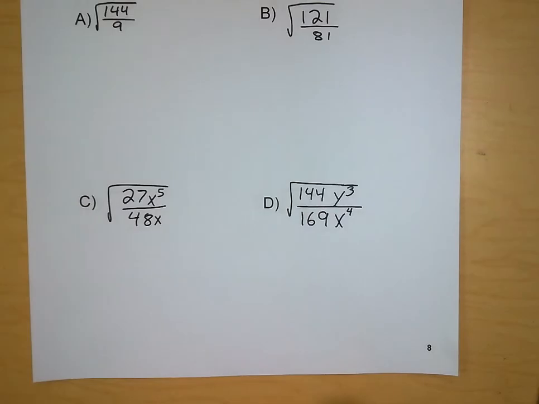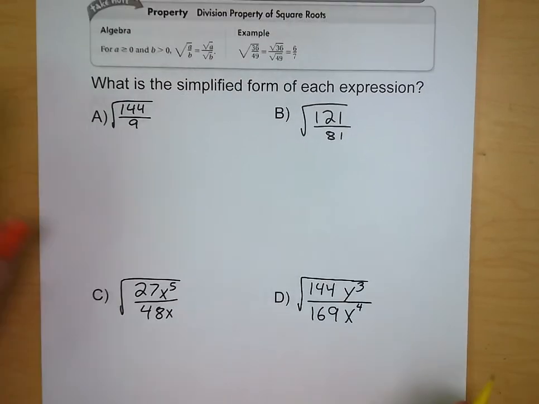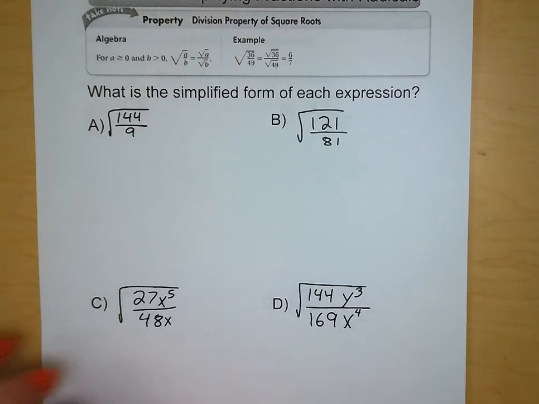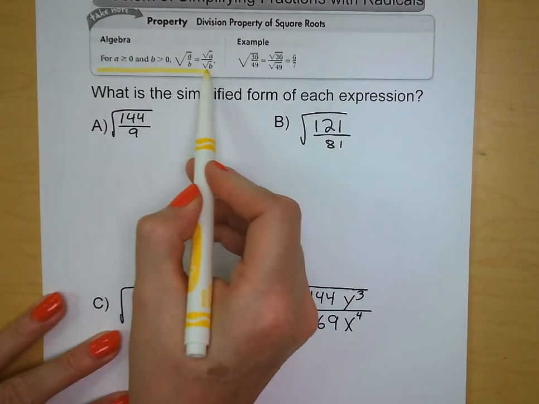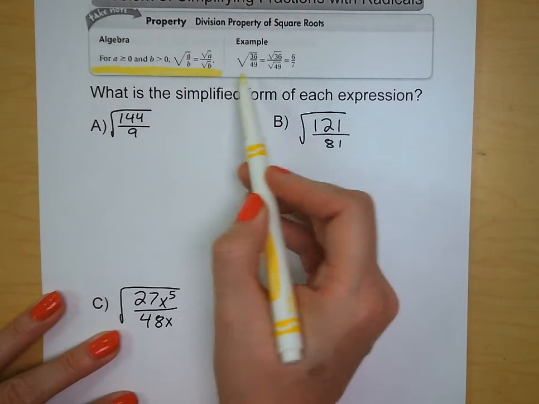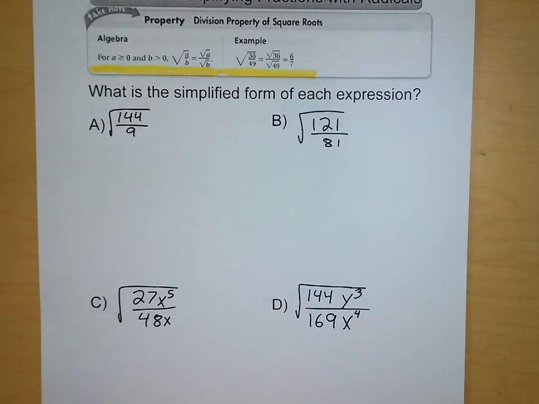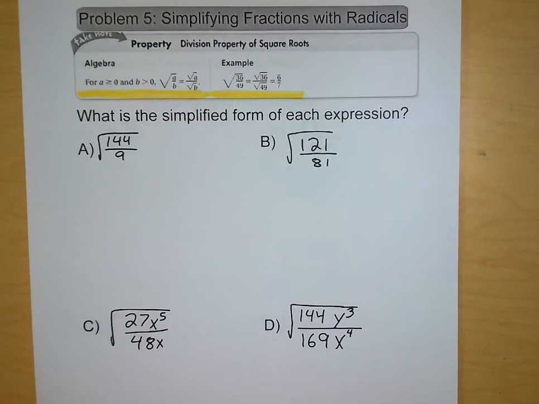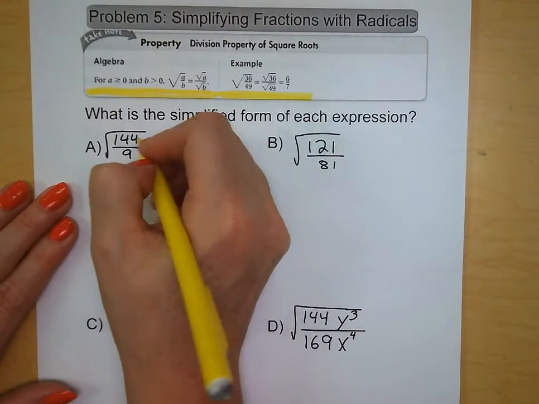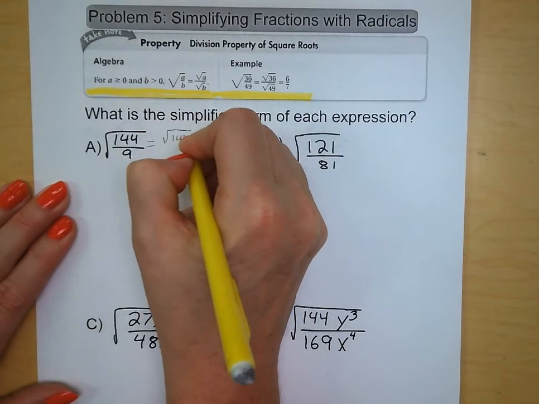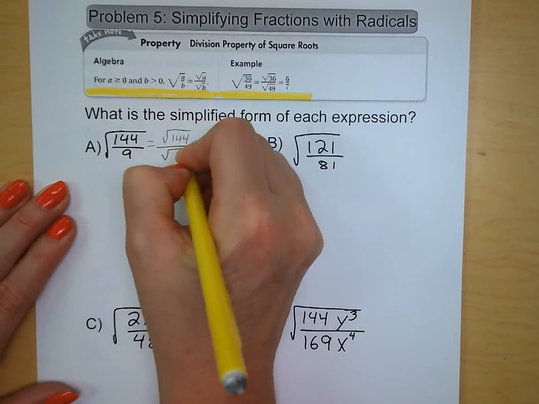Alright, problem 5, simplifying fractions with radicals. So we've got radicals, we've got chapter 7, and then everybody's other favorite topic, which is fractions. And we can do fractions the same way as we deal with multiplication. We can separate those into 2 separate radicals. So the square root of a over b is equal to the square root of a divided by the square root of b. So we separate them out, and then we can take the square roots of each independently.